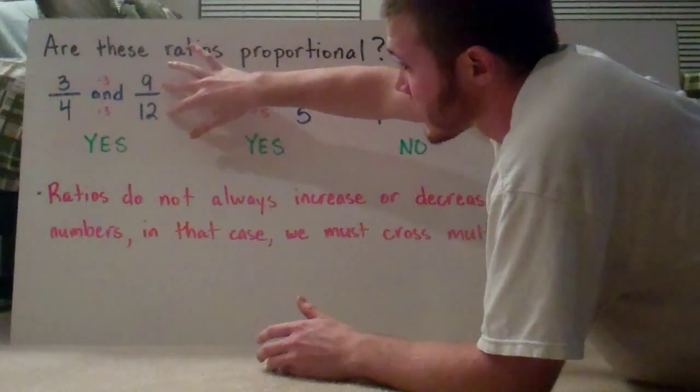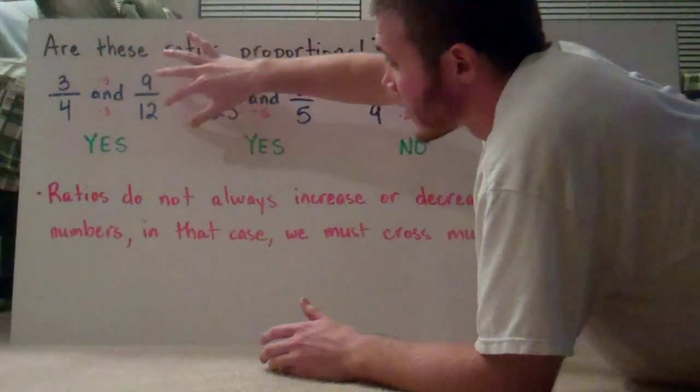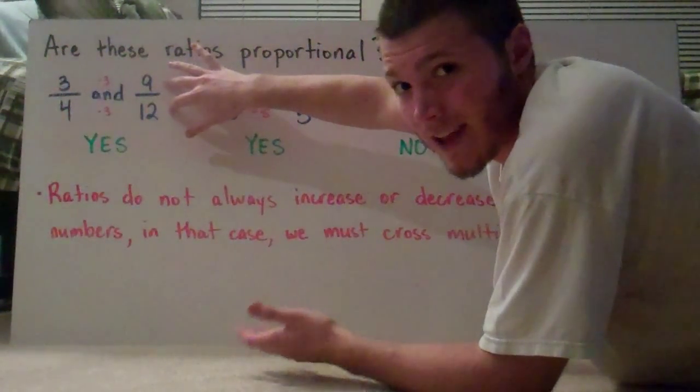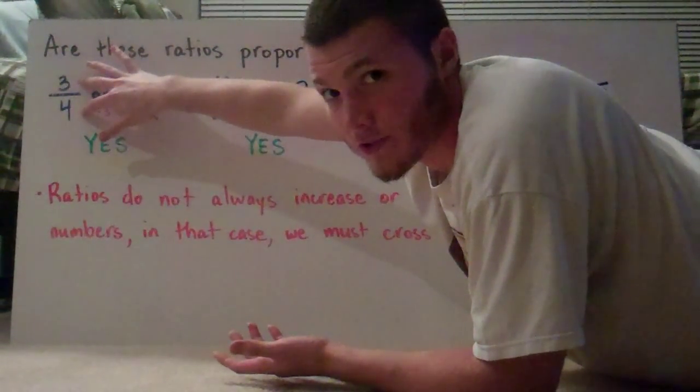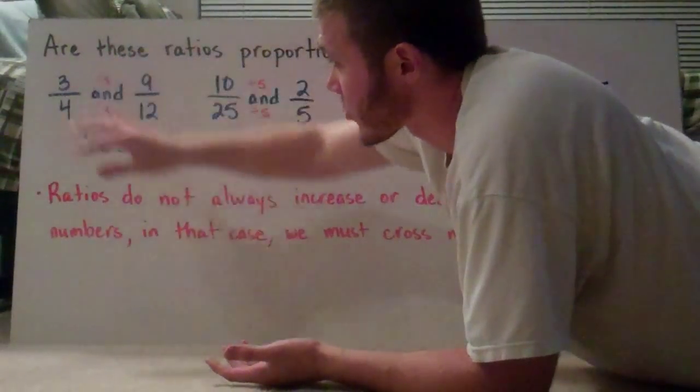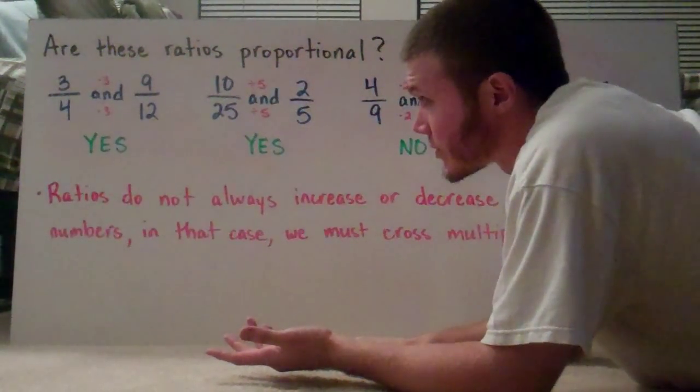Even though these numbers are higher, 9/12, technically, guys, if you simplified it, it would be 3/4 also. So these are proportional, or equal to each other.